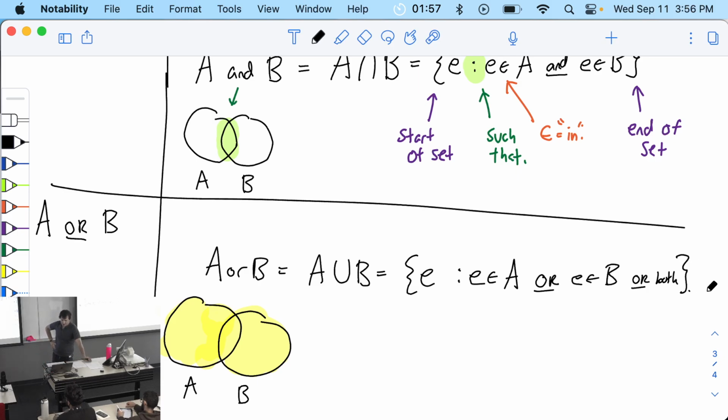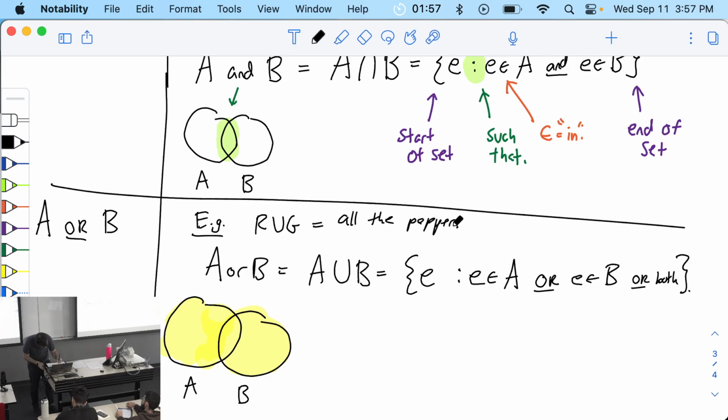Okay. I think we did an example with the peppers. Maybe that was a good example. E.g., red union G equals all the peppers. Okay, but not the yellow one. No, that one's no good. Hopefully that example is okay.